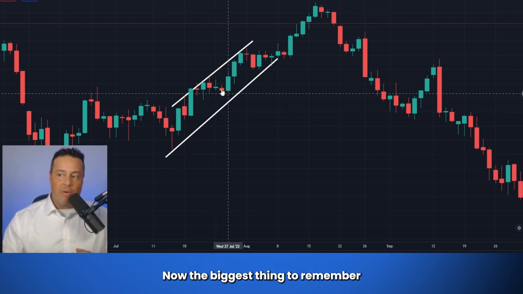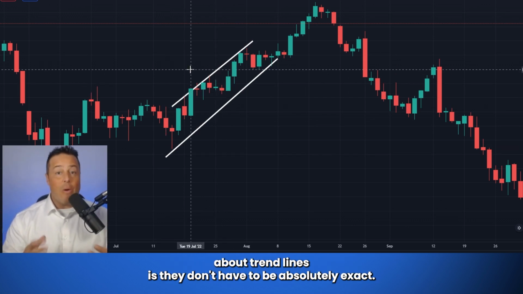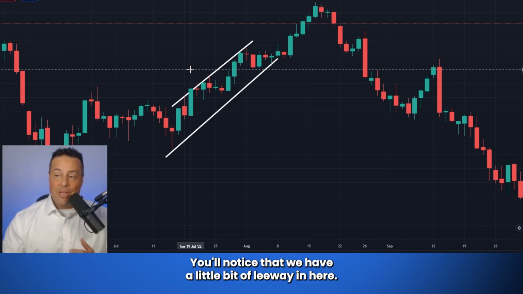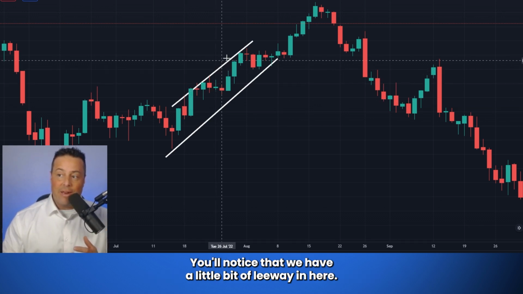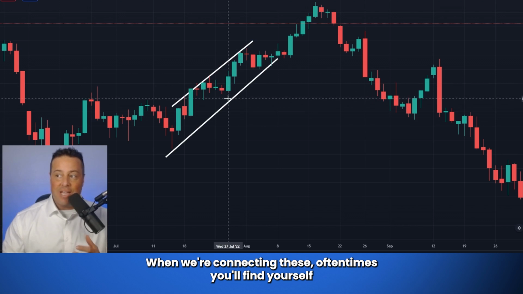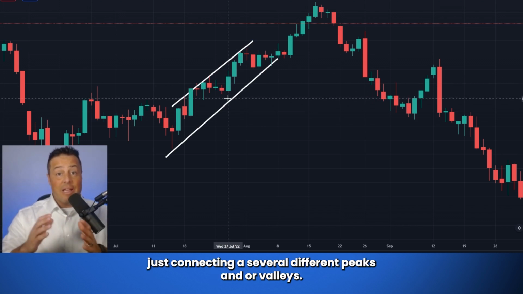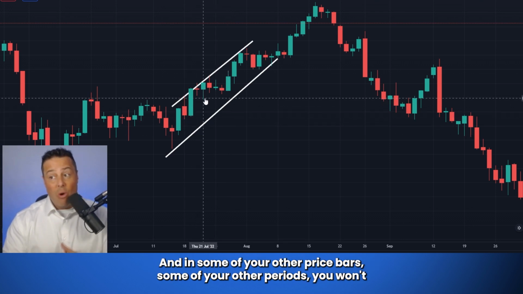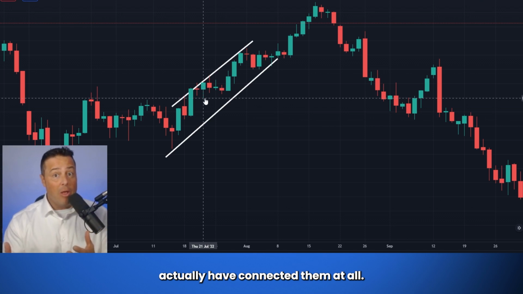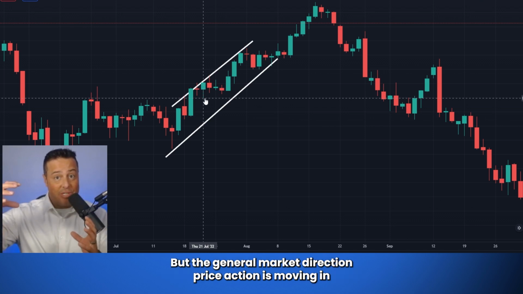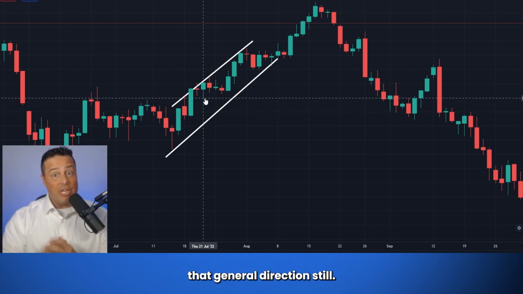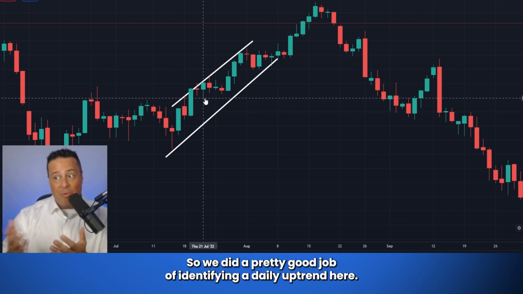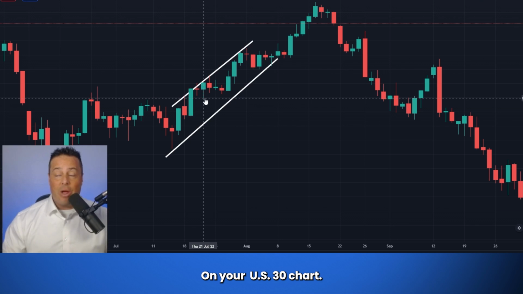Now, the biggest thing to remember about trend lines is they don't have to be absolutely exact. You'll notice that we have a little bit of leeway when we're connecting these. Oftentimes, you'll find yourself connecting several different peaks and or valleys, and some of your other price bars you won't actually have connected at all. But the general market direction, price action is still moving in that general direction. So we did a pretty good job of identifying a daily uptrend here on your US 30 chart.